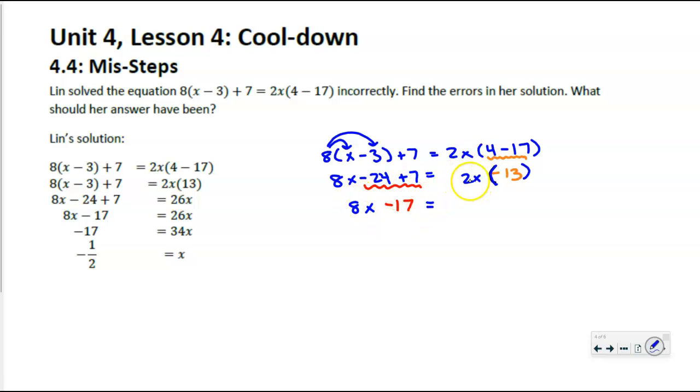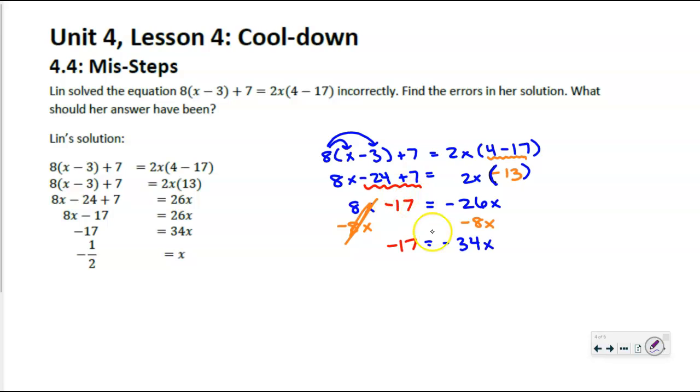The right-hand side, I have 2x multiplied by a negative 13, and that is equal to a negative 26x. I have negative 26x. I have 8x. I want to combine them into one place. So I am going to subtract 8x tiles from each side. That way I no longer have them on the left-hand side. All I have left on the left-hand side is negative 17, and that's equal to negative 26x minus 8x, which is equal to a negative 34x.